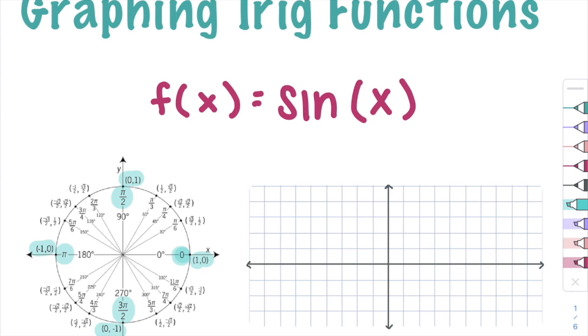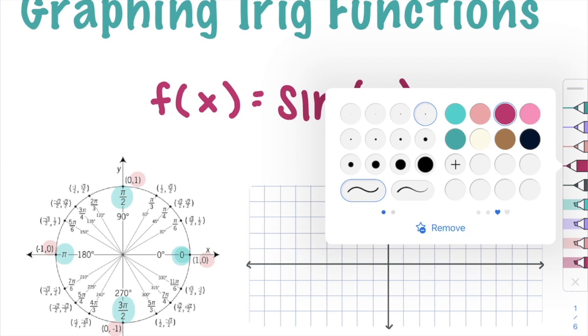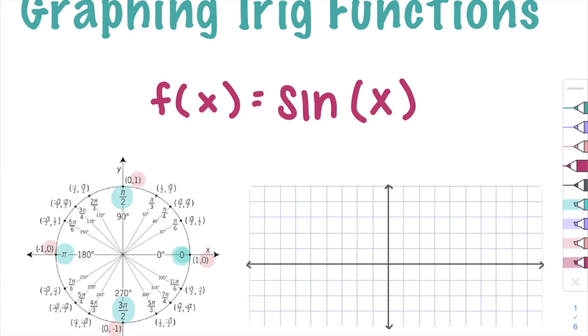When I look at this, if I have the sine of 0, I know when I'm finding sine values, I'm looking at the y coordinate. So I'm really just concerned with my y coordinates: 0, 1, 0, negative 1. So at 0, the sine of 0 is 0. That means the first point I can plot on my graph is 0, 0.